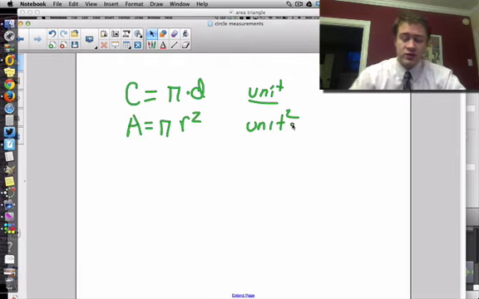And so with that, I'd like you to finish your notes for the page and complete those circles in your notes. And then from there, you can continue with today's activity. So with that, that's how we find area for circles as well as circumference.